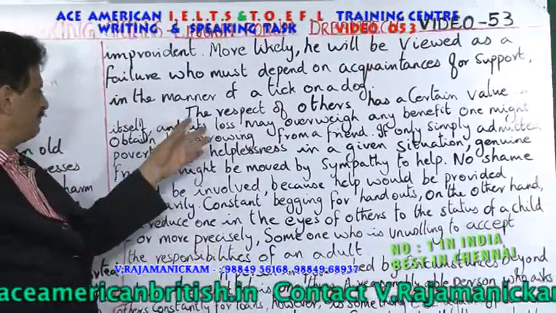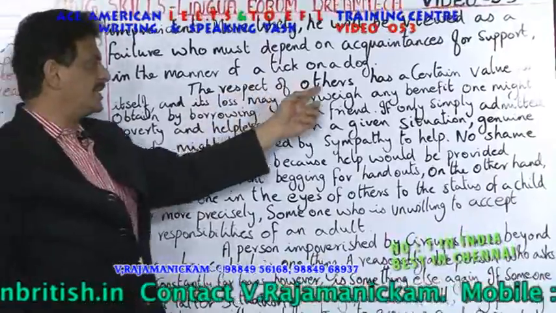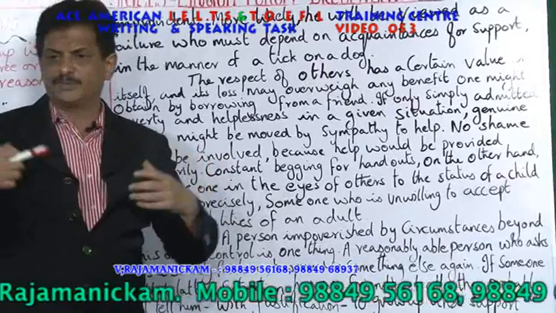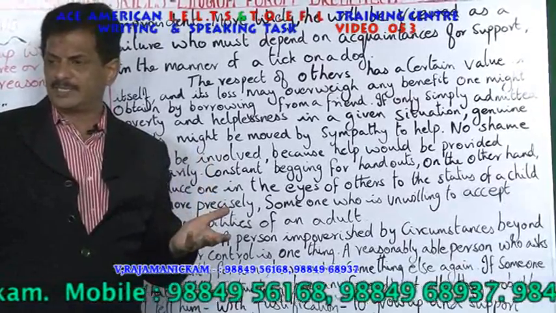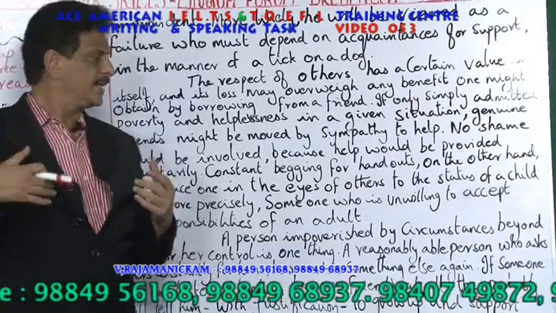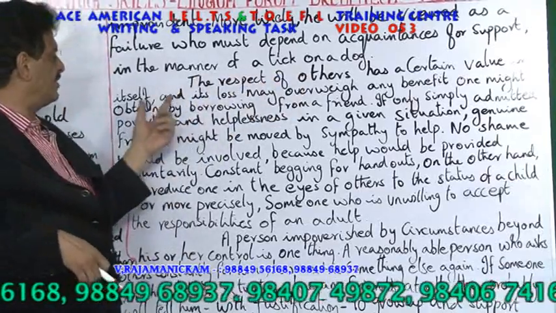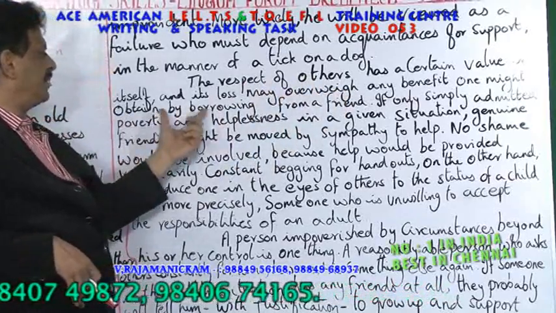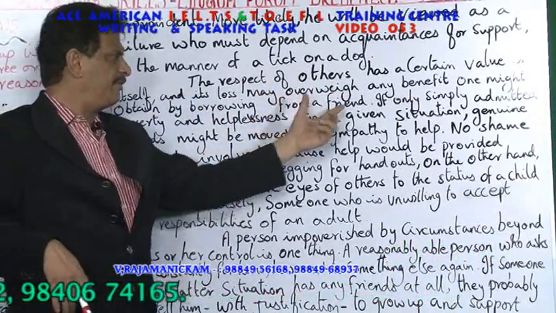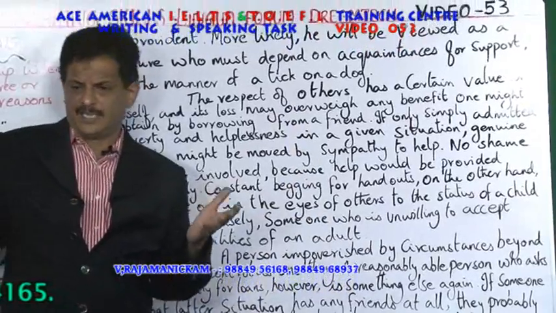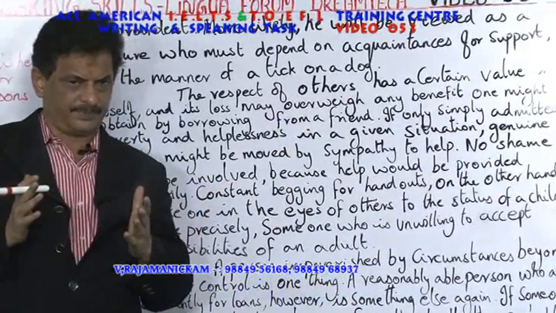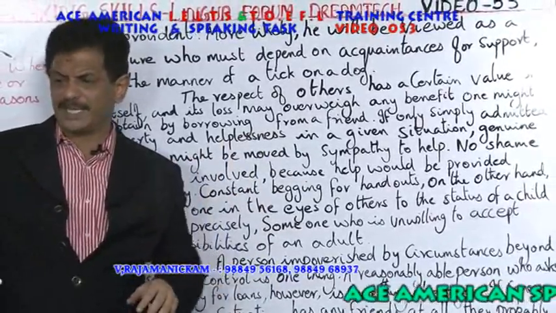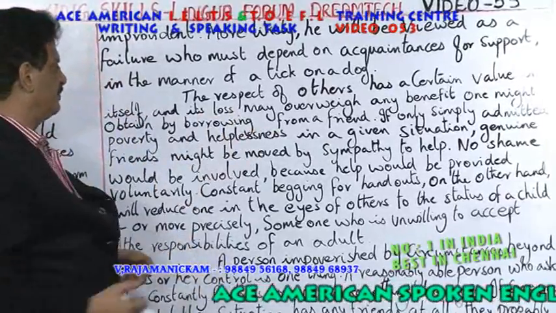So coming to the third paragraph, he says, the respect of others has a certain value in itself. See, when you respect me, I never borrow money, I never ask money from you. So you have respect for me. So the respect of others has a certain value in itself, and its loss may outweigh any benefit one might obtain by borrowing from a friend. See, I have tremendous respect from you because I don't ask for money. When I ask for money, I lose my respect from you.